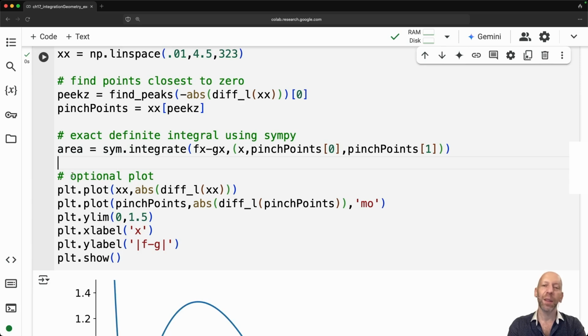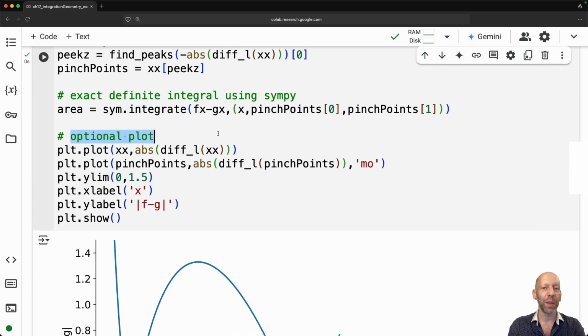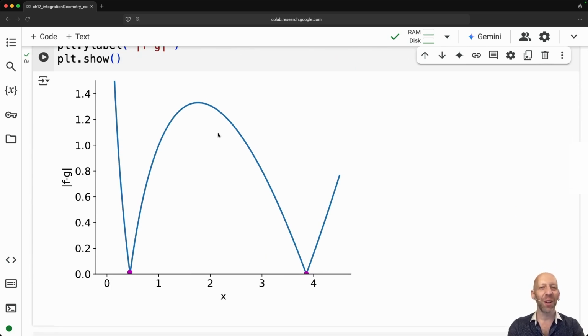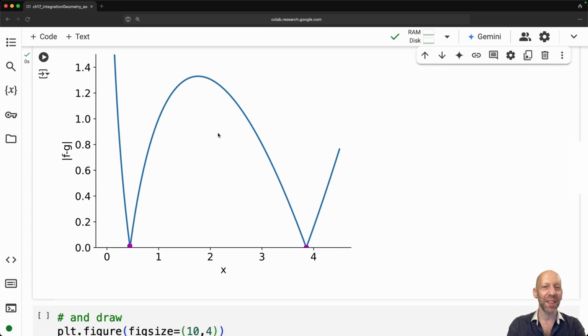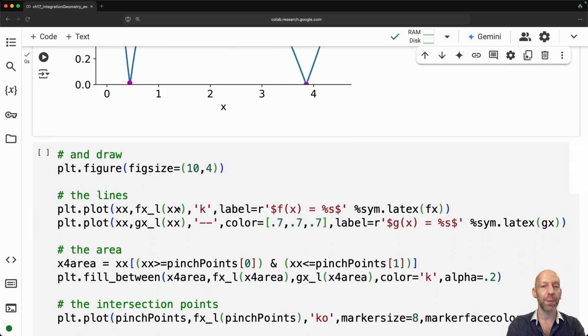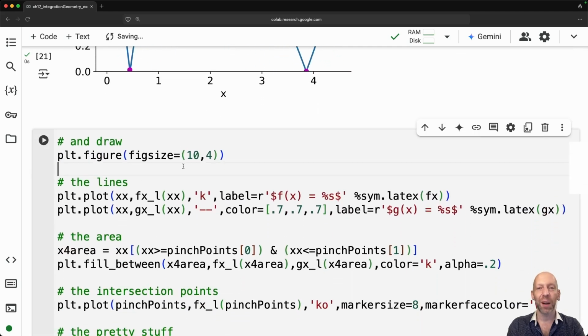Okay, and I call this an optional plot because I didn't specify this in the instructions, but again, always a good idea to visualize everything that you're doing. Okay, so this blue line corresponds to the absolute value of the function differences, and where it touches 0, or at least where it gets as close as possible to 0, these correspond to the 2 points where the functions intersect each other.